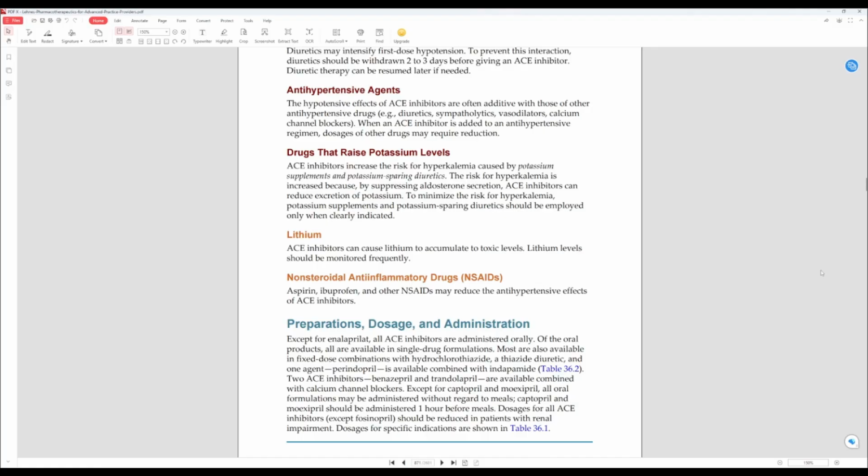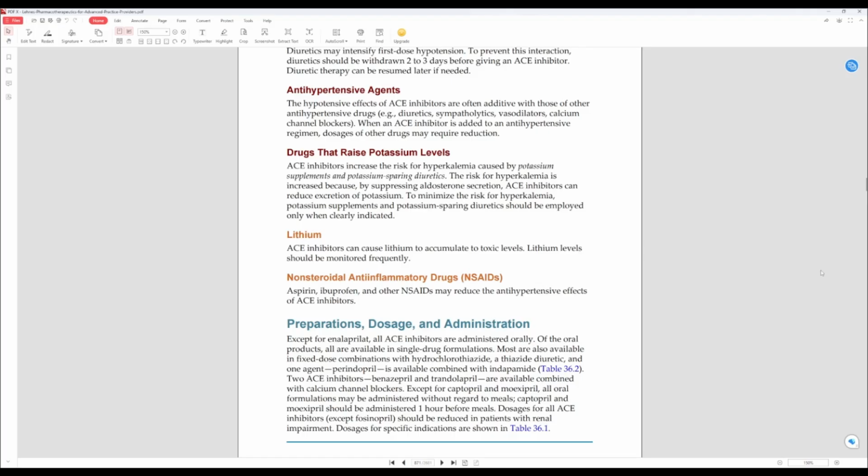Your other antihypertensive agents. Again, hypotensive effects of ACE inhibitors are often additive with those of other antihypertensive drugs, whether it's your diuretics, your sympatholytics, your vasodilators, or calcium channel blockers. When an ACE inhibitor is added to your antihypertensive regimen, dosage of other drugs may require a reduction.